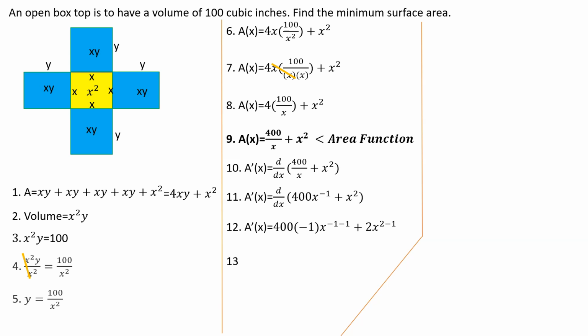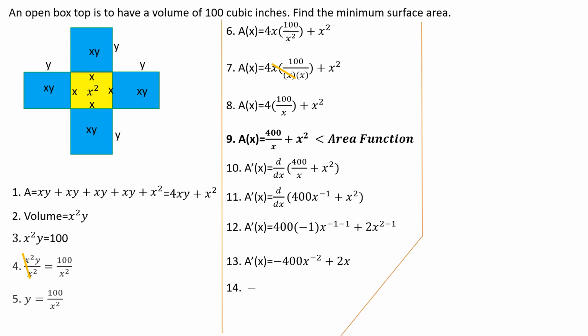Step by step, let's simplify a little bit. So it's going to be A prime of x equals negative 400 times x to the negative second plus 2 times x to the positive first, which is normally, of course, just written as x. That is our derivative. Now, you very likely know by now, given where you are in your mathematical studies, that the derivative should be equal to 0.